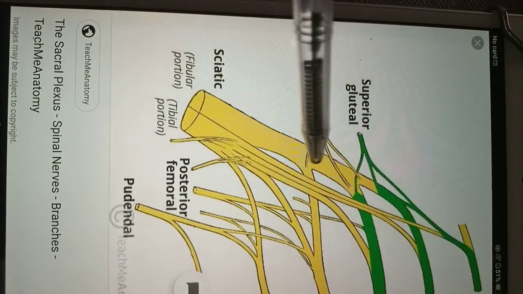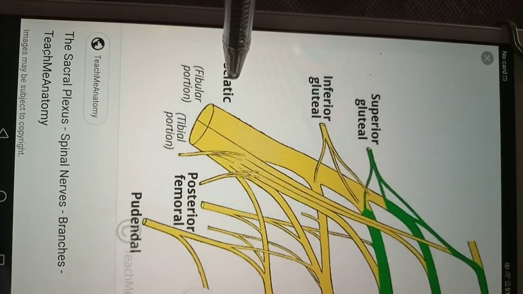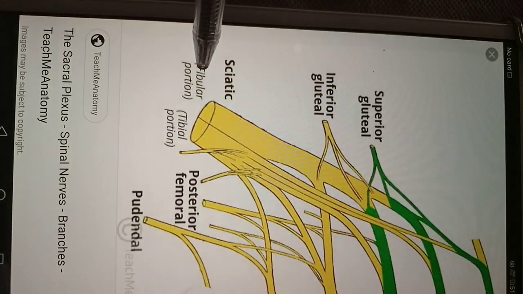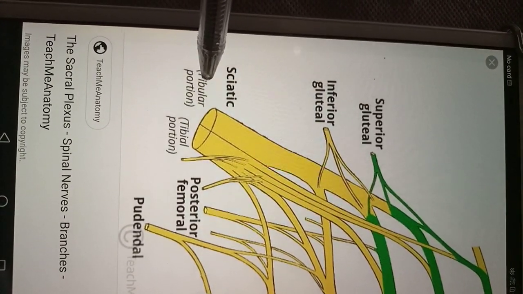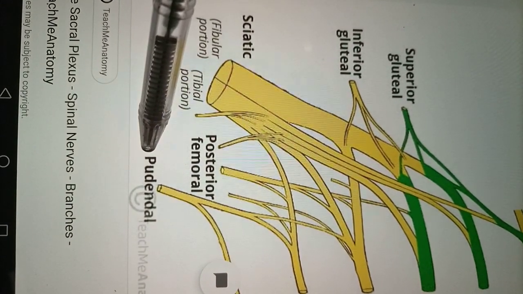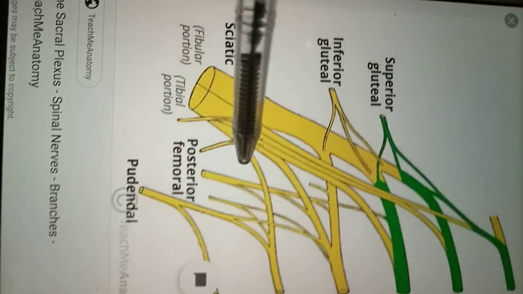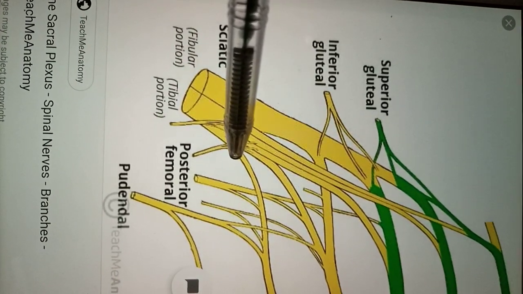nerves. Both of them combined give the superior gluteal nerve, inferior gluteal nerve, and sciatic nerve, which gives branches of the tibial nerve and fibular nerve, and then the posterior femoral cutaneous nerve, and in the end the pudendal nerve. Also there are some other nerves arising from the lumbosacral plexus, which we will be discussing later.